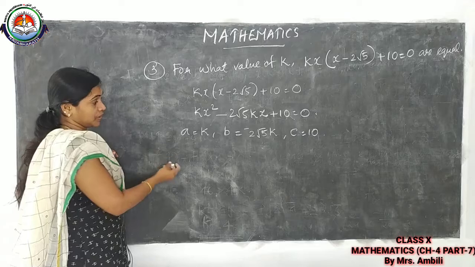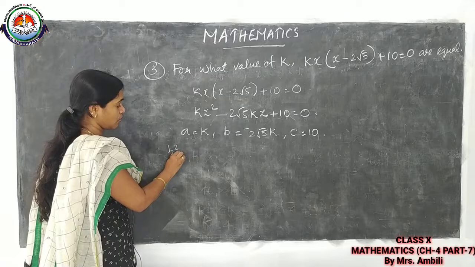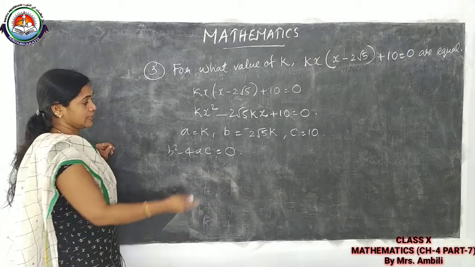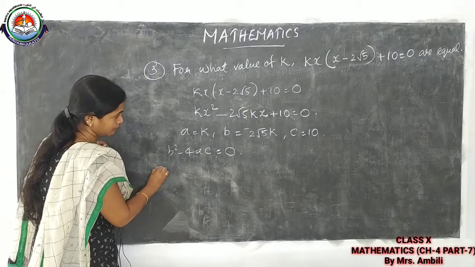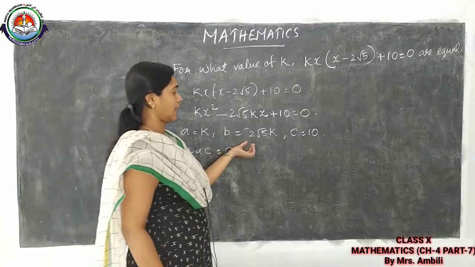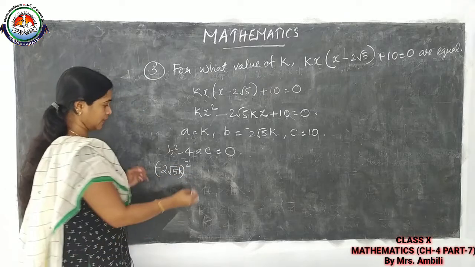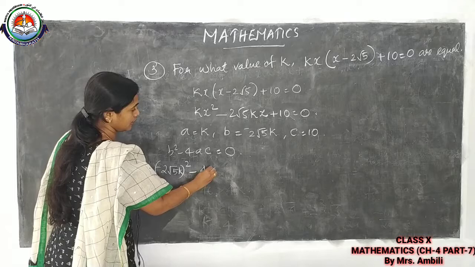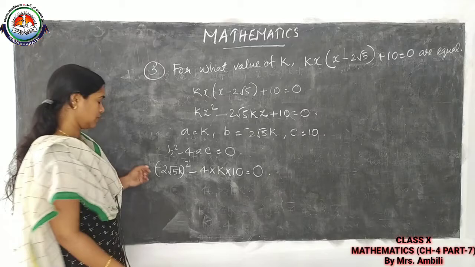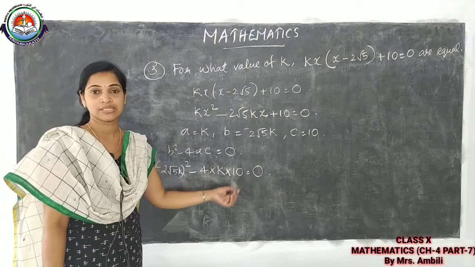So what is b square minus 4ac? The roots are equal, and equal means b square minus 4ac equal to 0. So b is minus 2 root 5k, so minus 2 root 5k whole square, minus 4 into a, which is k, into c, which is 10, equal to 0.